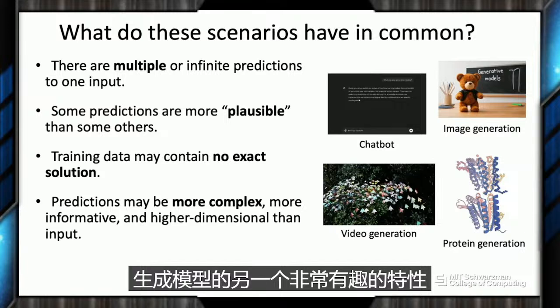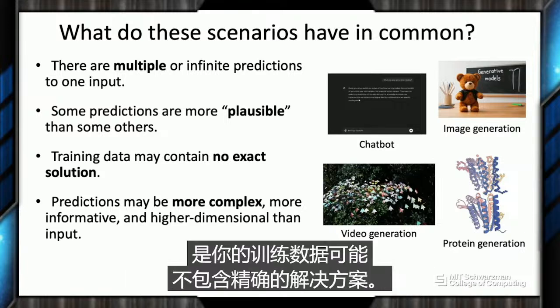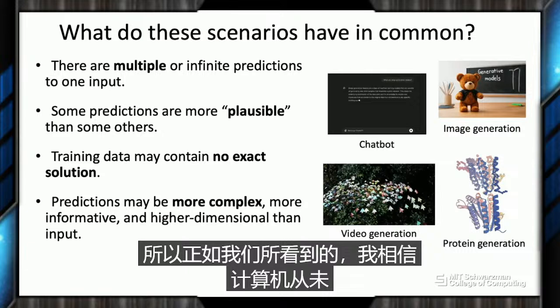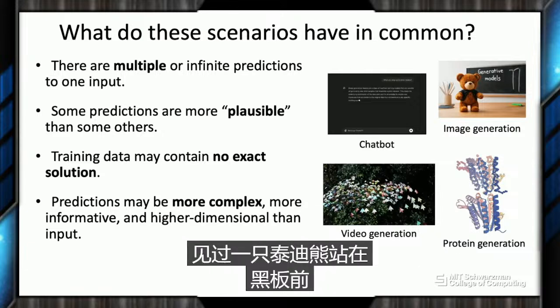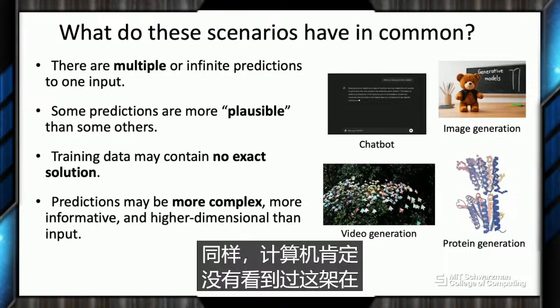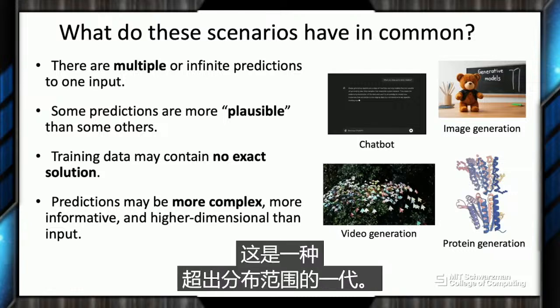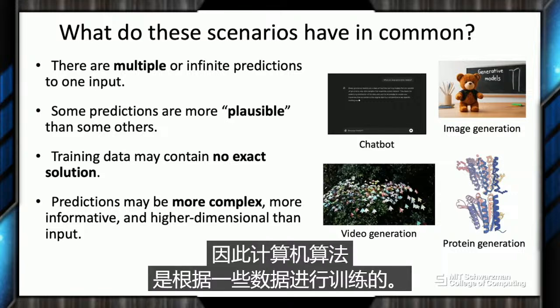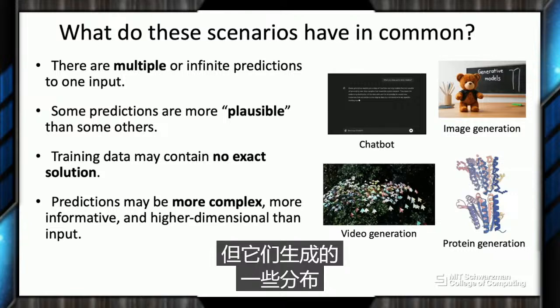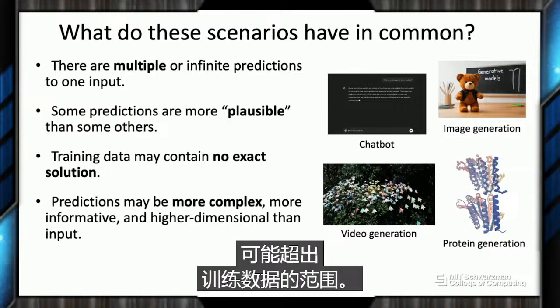And another very intriguing property of generative modeling is that your training data may not contain the exact solution. As we have seen, I believe the computer has never seen a teddy bear standing in front of a black box teaching generative models. And similarly, the computer must have not seen these paper planes flying on top of forests. So this is a kind of out-of-distribution generation. The computer algorithms were trained on some data, but what they are generating is some distribution that could be outside of the training data.